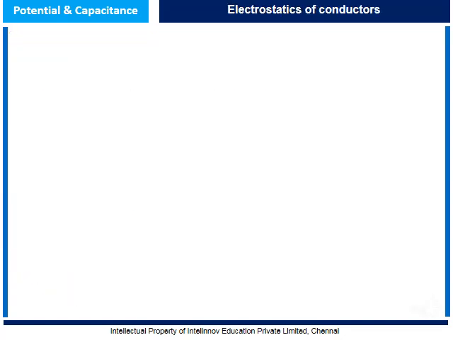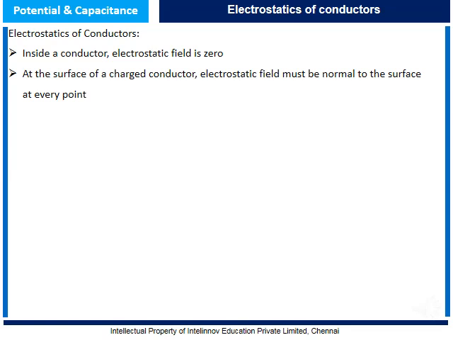Now let us understand electrostatics of conductors. Inside a conductor, electrostatic field is 0. At the surface of the charged conductor, electrostatic field must be normal to the surface at every point, that is 90 degrees or perpendicular to the surface at every point.